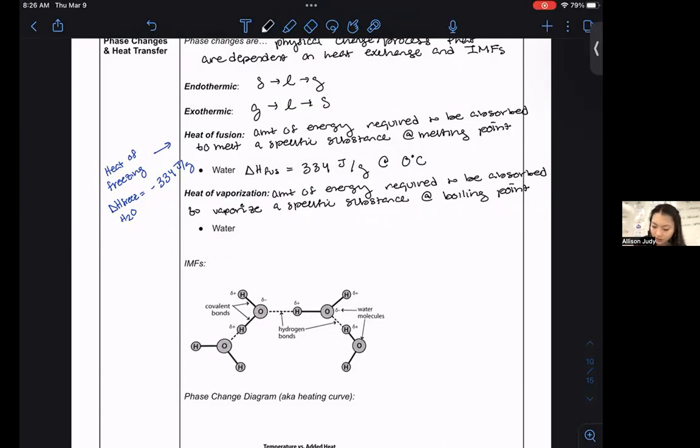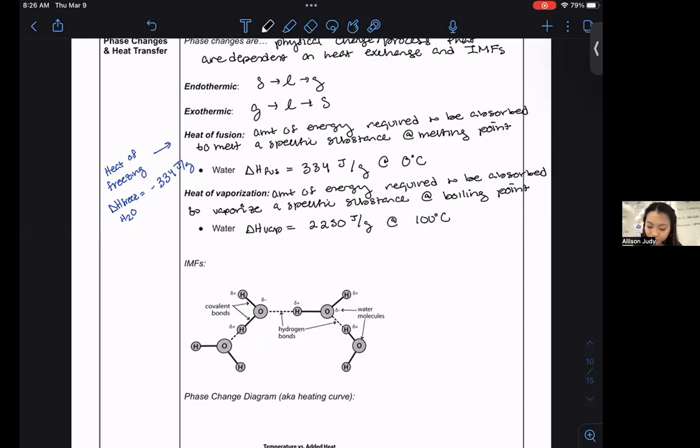For water, the heat of vaporization is equal to 2,250 joules per gram of water at a temperature of 100 degrees Celsius. So that means I need 2,250 joules of heat energy for 1 gram of water at 100 degrees Celsius, or 100 kinetic energy units, to begin the process of having my water particles go from the liquid to the gas phase.